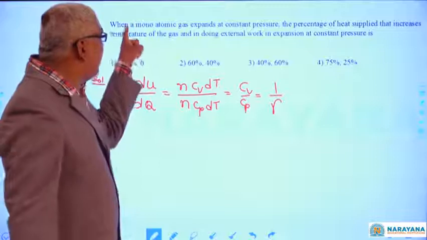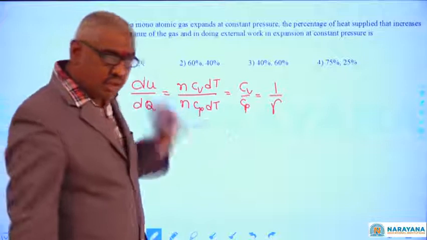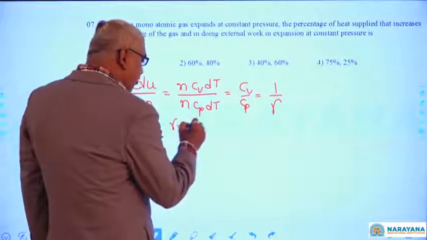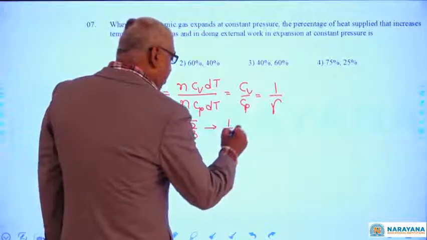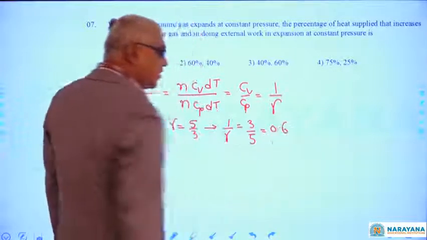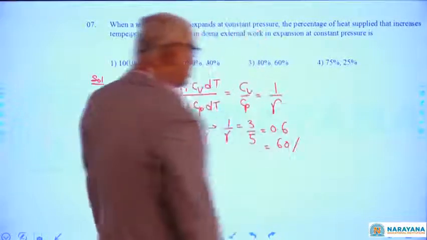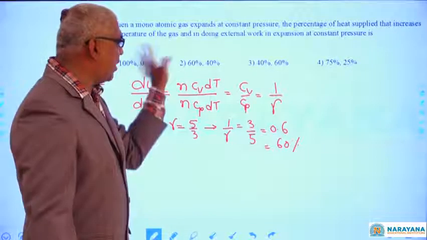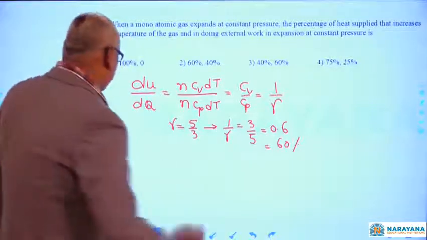But here, what kind of gas is it? Monoatomic gas. For a monoatomic gas, gamma is given as 5 by 3. That implies 1 by gamma equals 3 by 5. 3 by 5 is 0.6, which is nothing but 60%. Just by looking at the answer itself, we can apply: the second option will be it. But still, we have work done also. We'll do that also. Okay, fine.